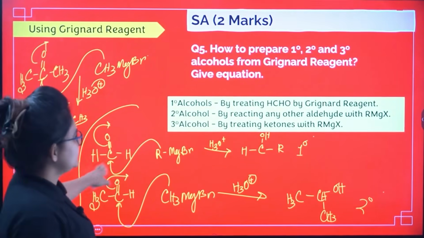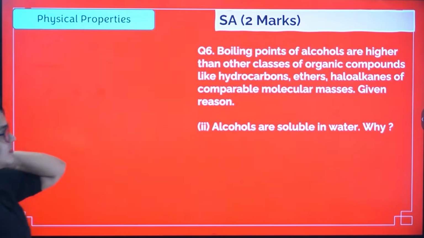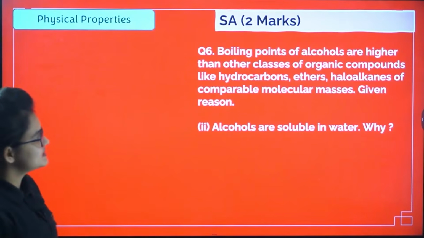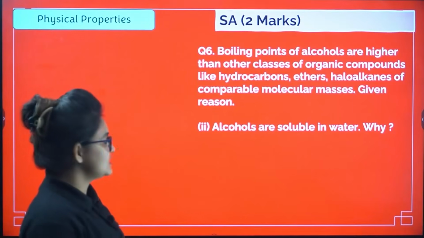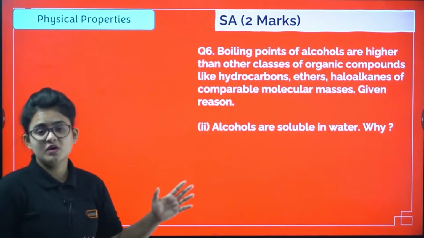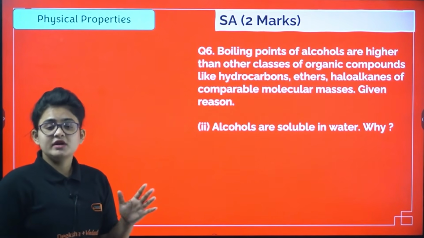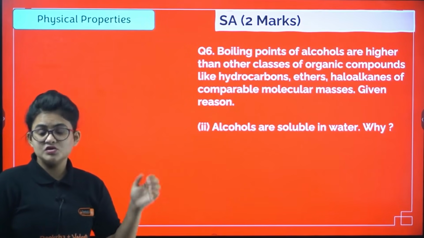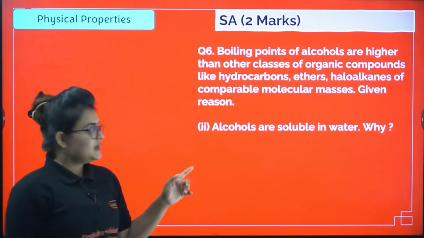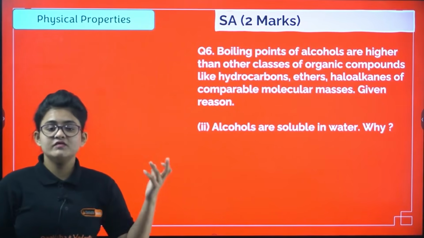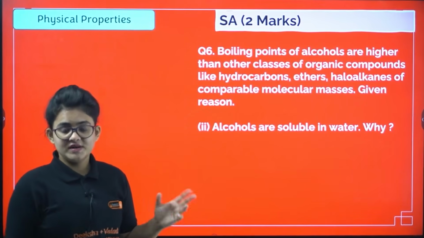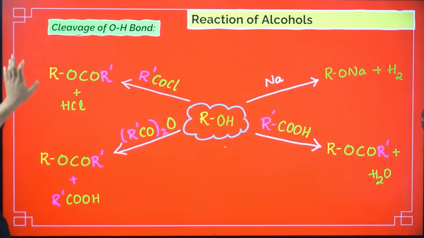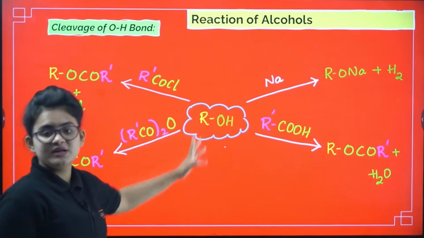Let's proceed further. Boiling points of alcohols are higher than other classes of organic compounds like hydrocarbons, ethers and haloalkanes of comparable molecular mass. Give reason. The reason is hydrogen bonding. Intermolecular hydrogen bonding makes the alcohol units attached together, so to break them you need more energy. Next, alcohols are soluble in water. Again, alcohol can form hydrogen bonds with water, that's why it is soluble. I guess it's clear. Let's proceed. So this is all about the cleavage of OH bond related reactions.